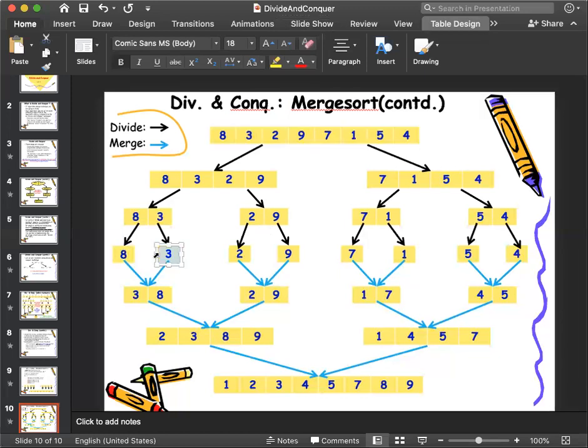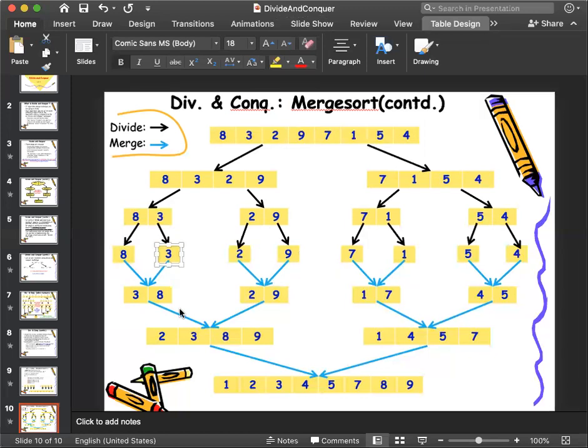When they are in single positions, then you will combine them, but before combining you have to sort them. For example, 8 and 3: when I combine 8 and 3, 3 is the lowest one, so 3 will go first and 8 will go second. Okay, so these are the rules of merge sort.